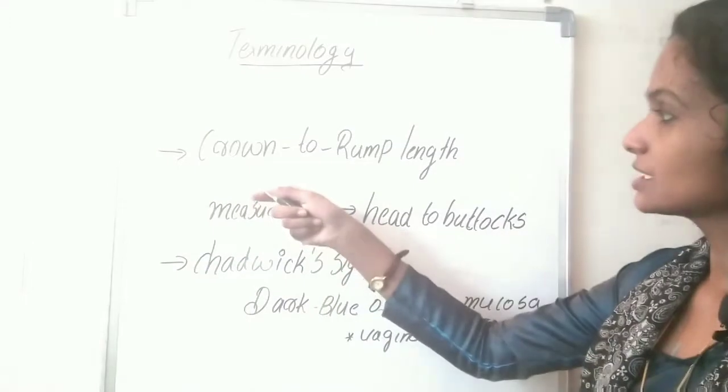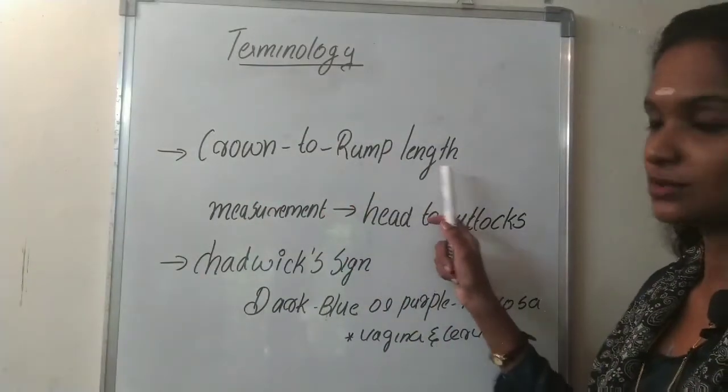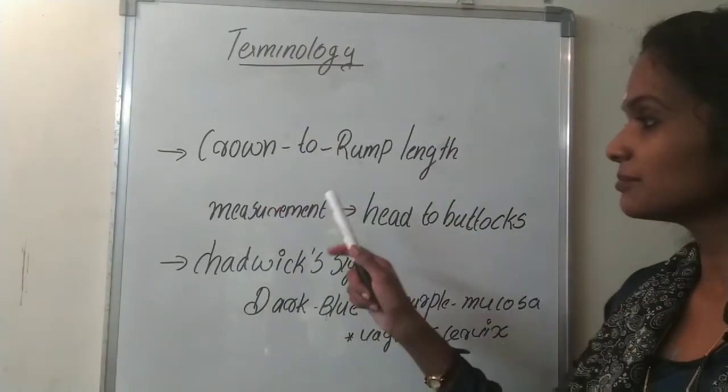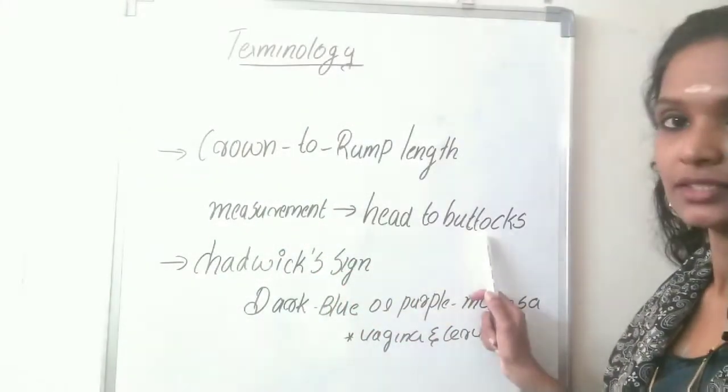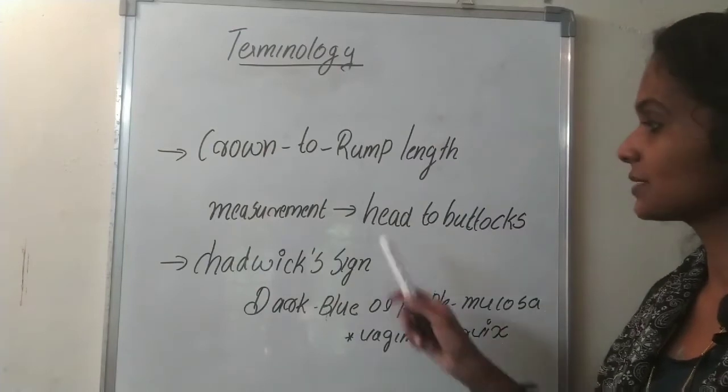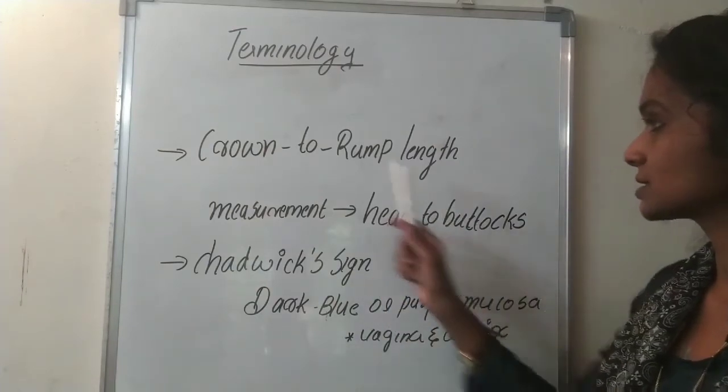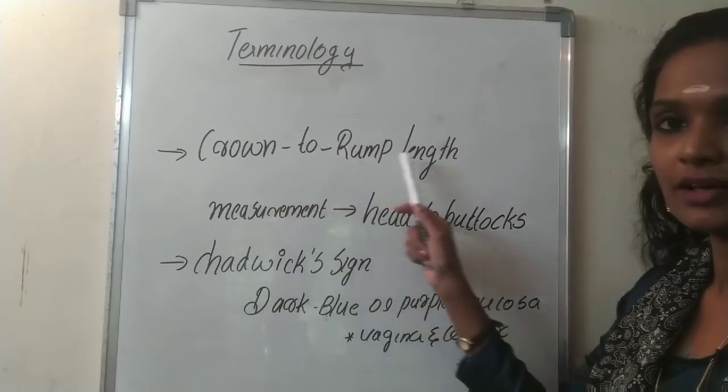Another terminology is crown to rump length. Crown to rump length is the measurement taken of the fetus from head to buttocks. The measurement of the fetus taken from head to buttocks is known as crown to rump length.